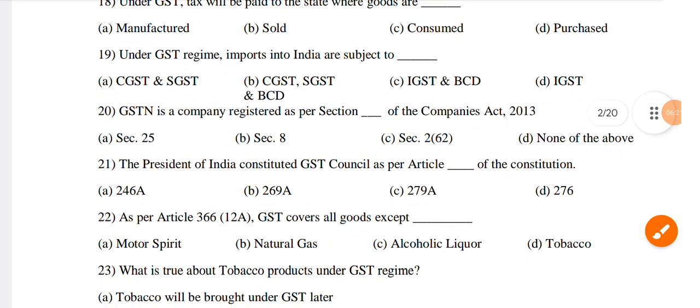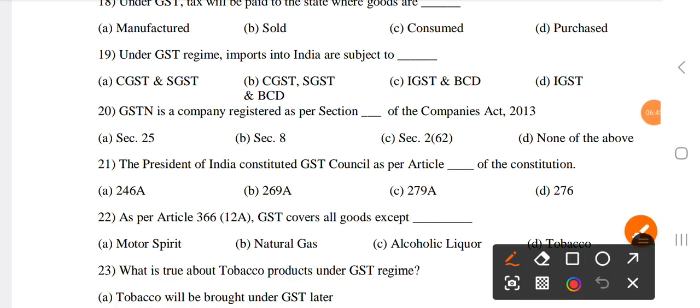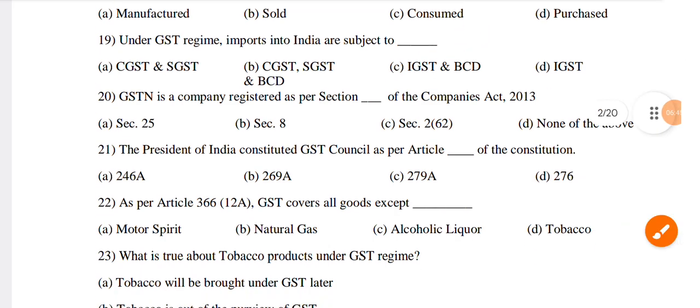Next question. Under GST regime, imports into India are subject to dash. Option A CGST and SGST. Option B CGST, SGST, and BCD. Option C IGST and BCD, and D IGST. The correct option is C, IGST and BCD.